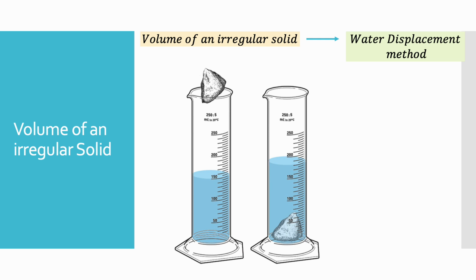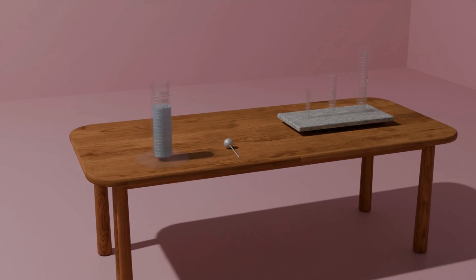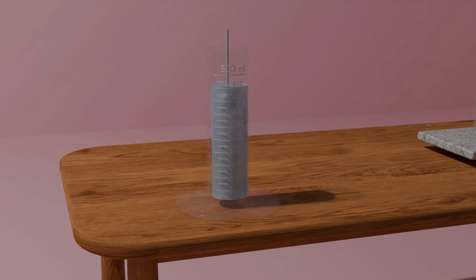So this method is very useful in labs and science experiments when dealing with odd shaped objects. Okay, we can say irregular objects. So increase in volume provides the volume of solid. You can look at this animation to understand how this works. You can see the increase in volume, and that increase in volume is the volume of the solid.